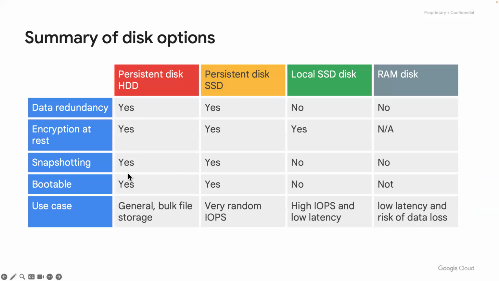So here is the comparison. Persistent disk, HDD: data redundancy, encryption, snapshotting, bootable. All these are possible in HDD and SSD. When it comes to local SSD, data redundancy is not possible because it's totally local. Encryption is there. As I said, encryption is there everywhere. RAM disk only in some shielded VM, encryption is there. Then snapshots. Snapshots are nothing but backup, which we are going to discuss now. This snapshotting is possible only here, not here.